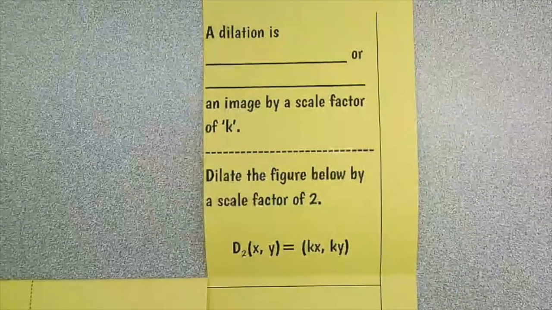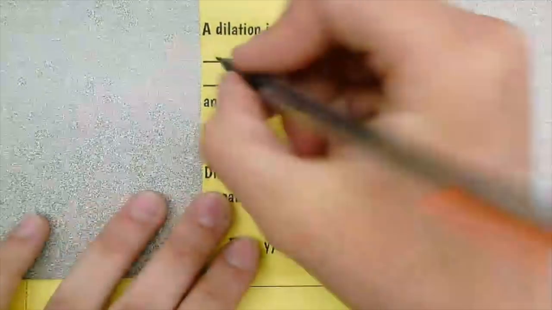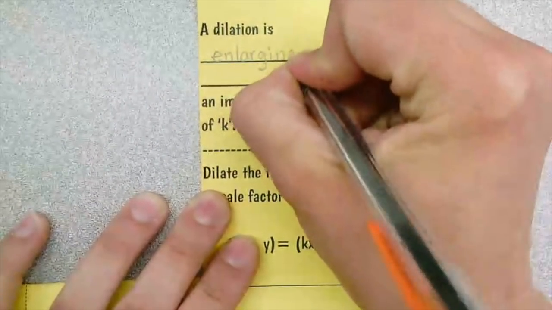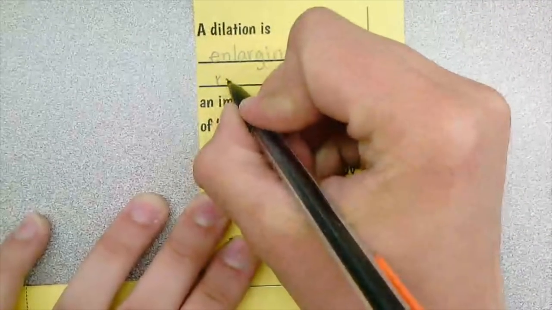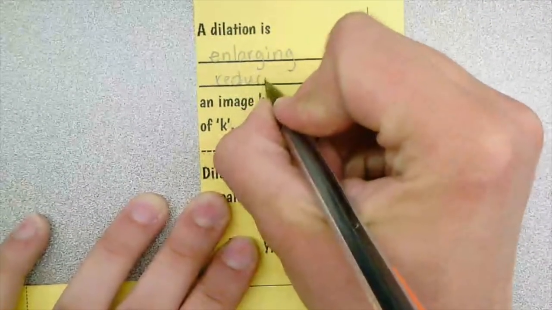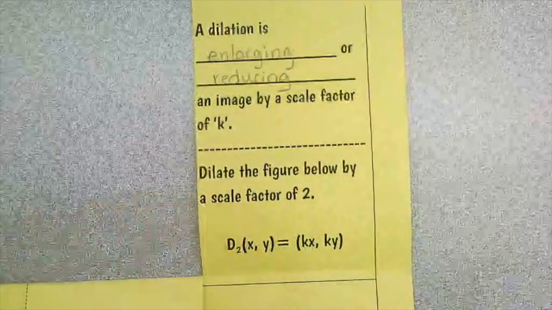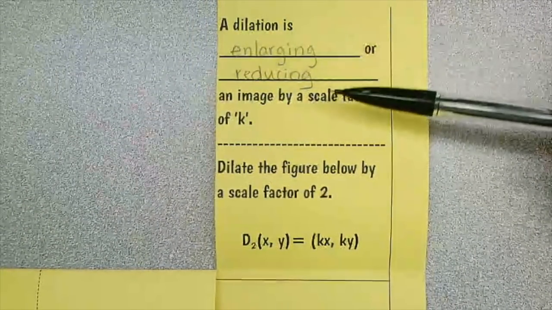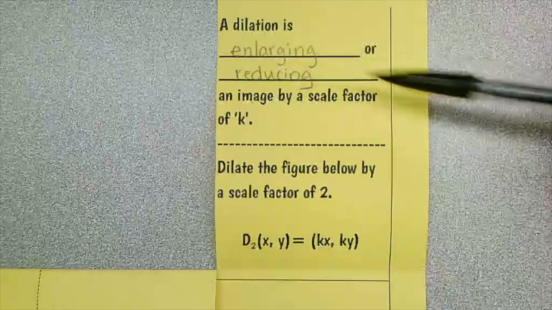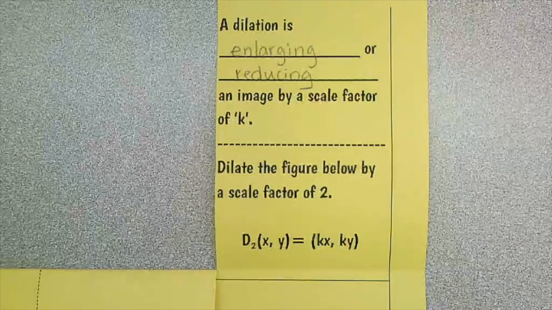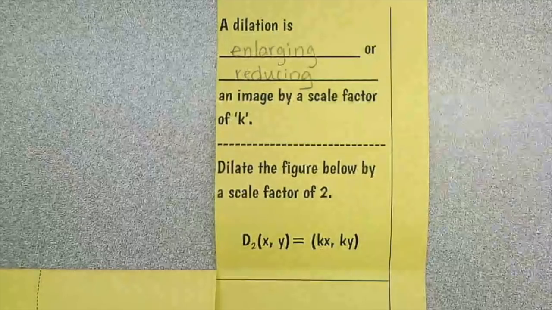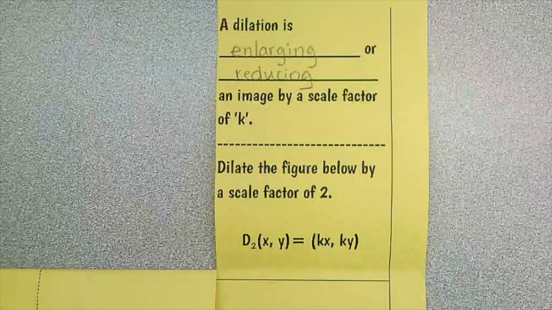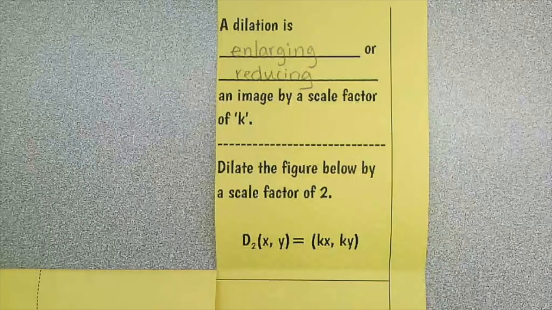All right, our last one is a dilation. And a dilation is enlarging or reducing an image by a scale factor of k. All right, well, these are two kind of large words in themselves, so let's break them down quick. Enlarging just means to increase or to make something bigger. Reducing is to decrease or make smaller. So if we're going to enlarge it, our original image is going to get larger. If we're reducing it, it's going to get smaller.